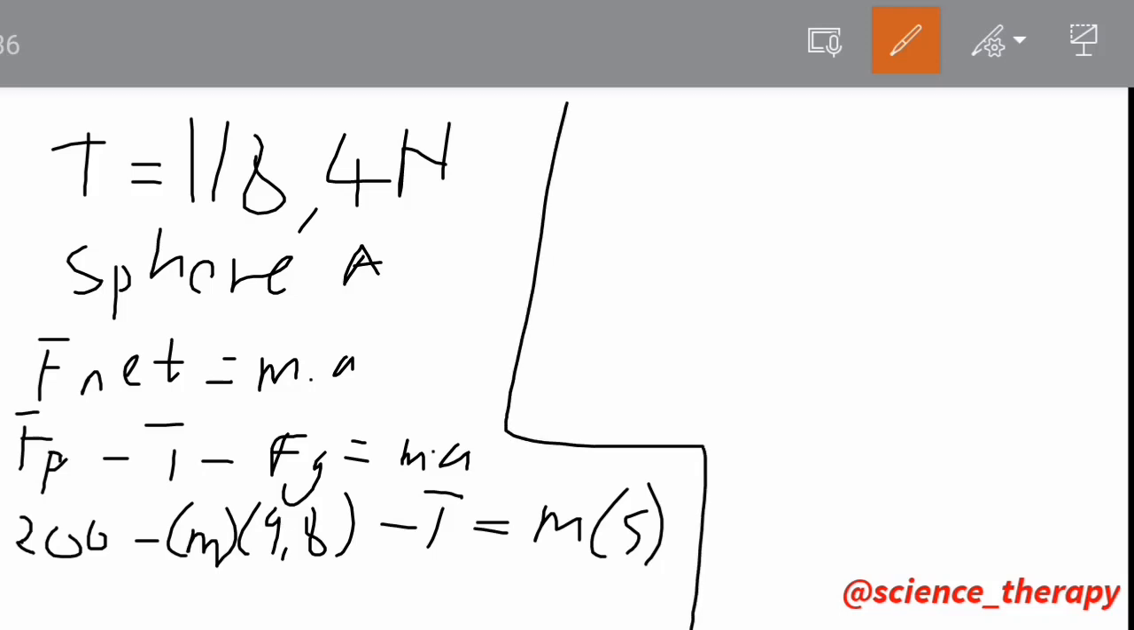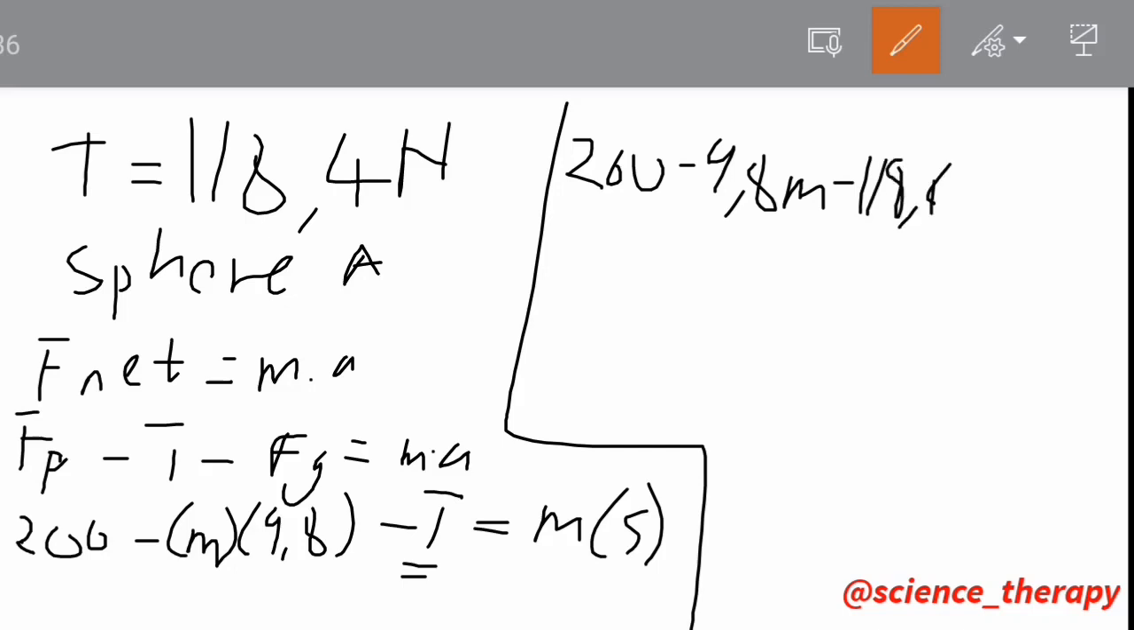Now, having dealt with that, we have 200 minus 9.8m. But remember, we do have the tension here from the previous question. Remember, they have the same acceleration and also the same tension because they're pulled by the same rope. So we have 118.4 is equal to 5m, right?